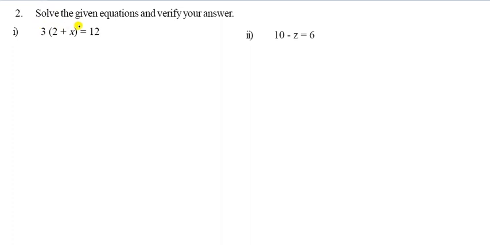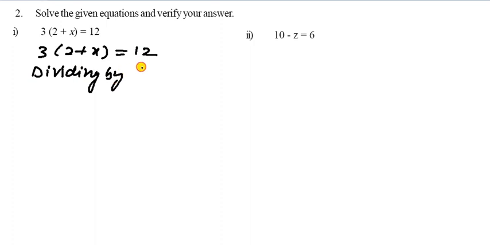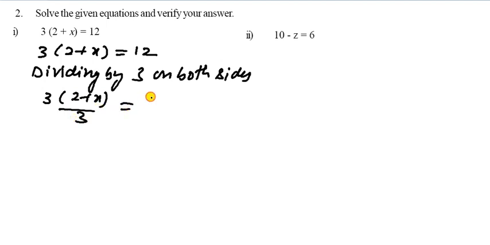Now second question: solve the given equation and verify your answers. So first of all, solve this equation. This will be 3 times (2 plus x) is equal to 12. So first of all, dividing by 3 on both sides. It will be 3(2 plus x) by 3 is equal to 12 upon 3. So 3 cancels with 3 and 3 fours are 12. So 2 plus x equal to 4.